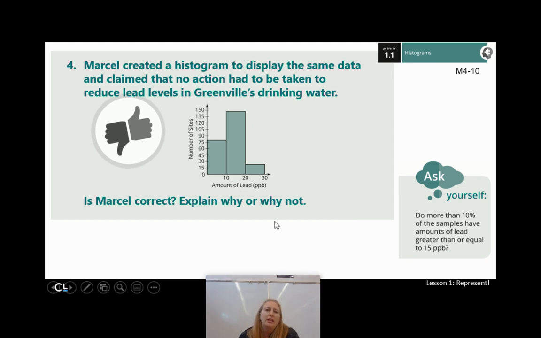So Marcel created a histogram to display the same data. And Marcel looked at his histogram and he said, look, no action has to be taken to reduce lead levels in Greenville's drinking water. Is Marcel correct? And why or why not? Remember, 10% is the threshold. Go ahead and hit pause to jot down your thoughts and hit play when you're ready to check your work.